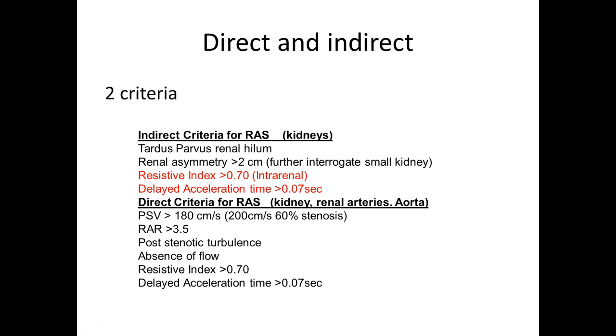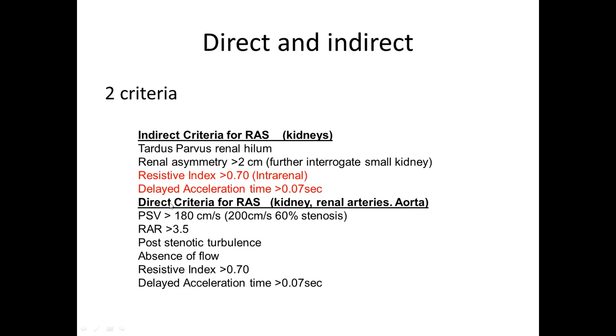And this is what is critical with ultrasound evaluation. You have to rule out that there is no more than 60% stenosis in the renal vessels. So if there is more than 200 centimeters per second in our peak systolic velocities, already that is a significant stenosis in these vessels.